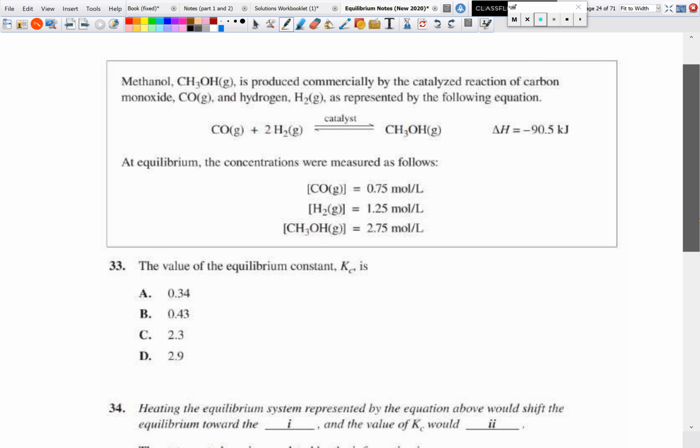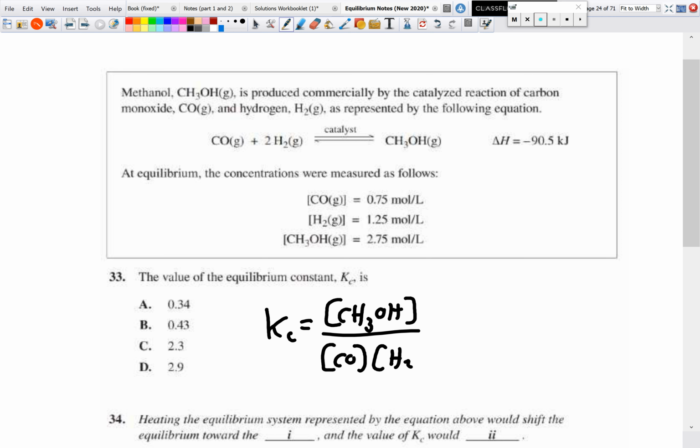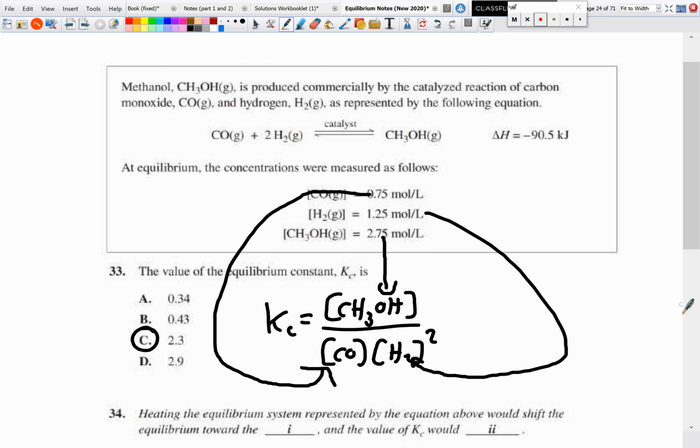Alright, and our last page. Same thing, if you want to just pause the video and go through these if you can. But either way, we have methanol produced here, we have our reaction, we have equilibrium concentrations measured as the following. With this one here, all you're really doing is putting in your values, as you're asked to evaluate the equilibrium constant. So we write out our reaction that looks like this. We plug in our values, and when you're done, hopefully you get C. Because this goes here, this goes here, don't forget the squared, and that goes in there.